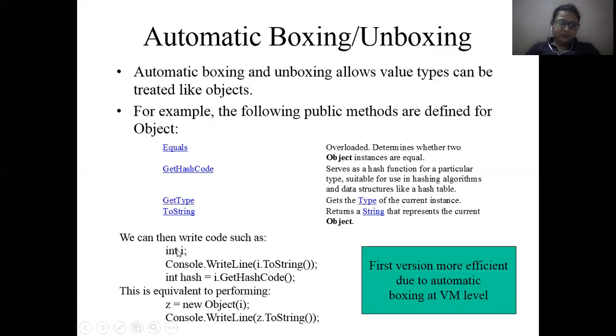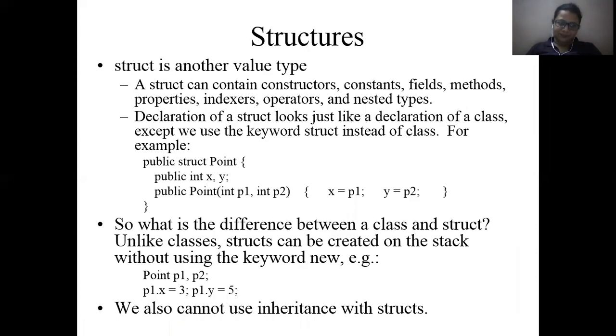We can then write code such as: int i; Console.WriteLine(i.ToString()); int hash = i.GetHashCode(). This is equal to performing object z = new object(i); Console.WriteLine(z.ToString()). The first version is more effective due to automatic boxing at the VM level, virtual machine level.